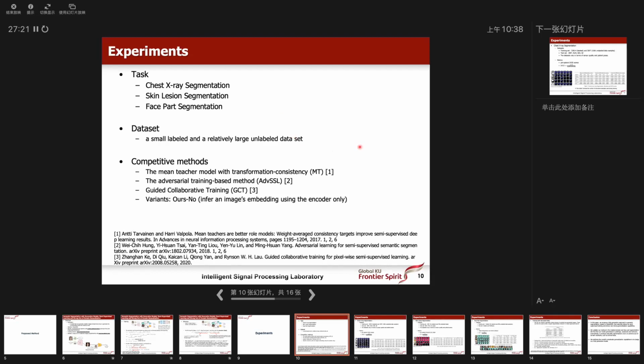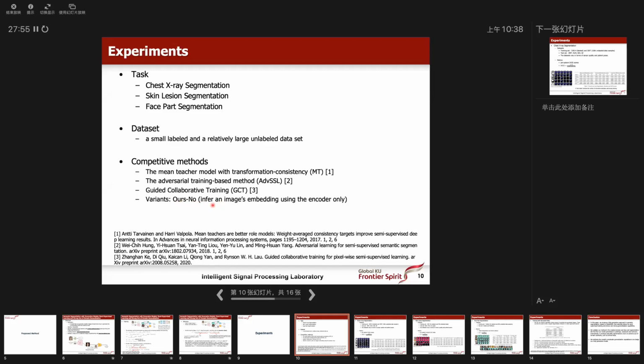The competitive methods include three state-of-the-art semi-supervised methods. The first one is mean teacher model with transformation consistency. The second is based on the adversarial training. And the third is guided collaborative training. And the author also compared with the variants of itself. It is represented by the "ours" notation.